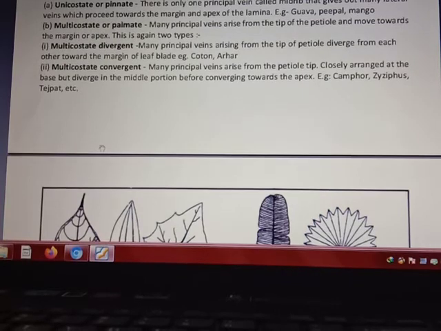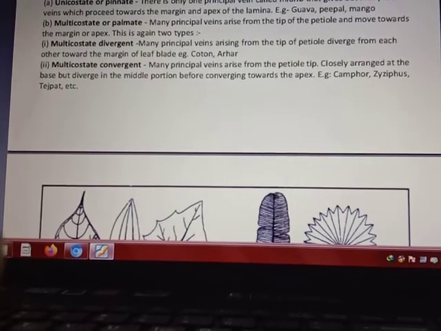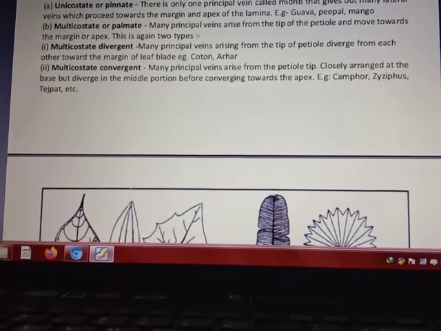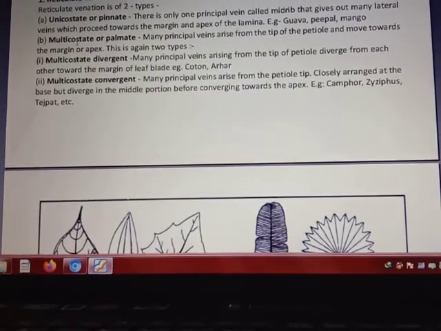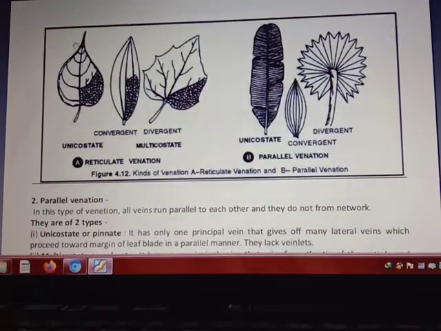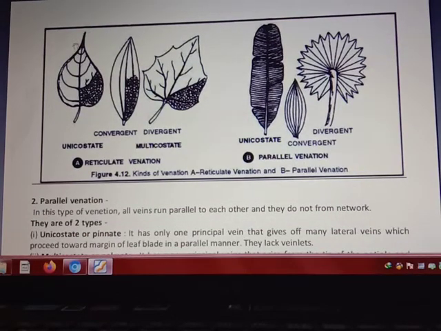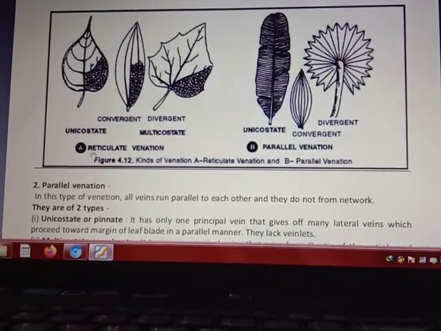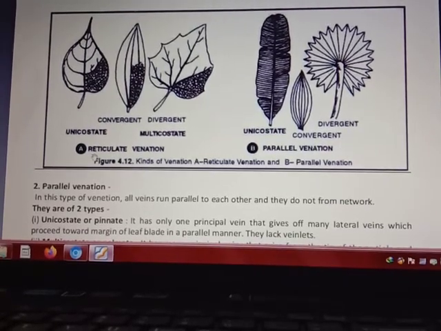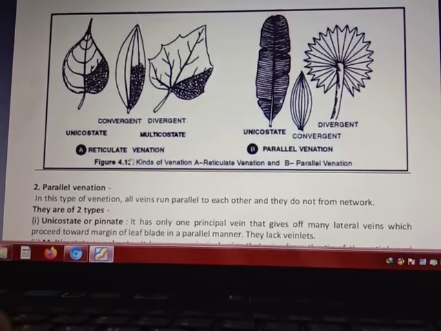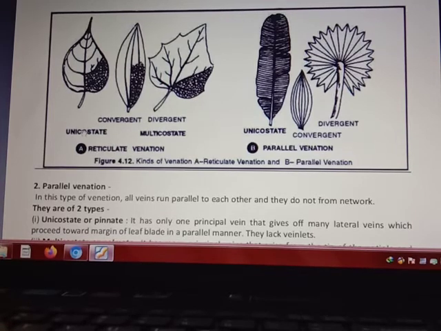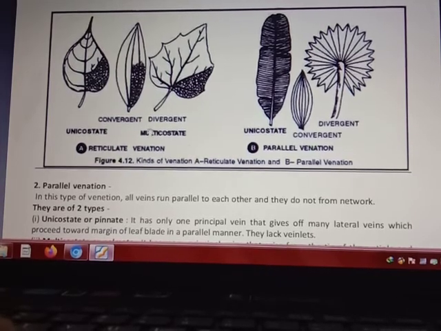Now, reticulate is divided into two types: one is unicostate, the second is multicostate. It will be clearer from this diagram. Yes, these are two types of venation. In the case of the blade, it is reticulate venation or parallel venation. Reticulate venation is further divided into unicostate and multicostate.